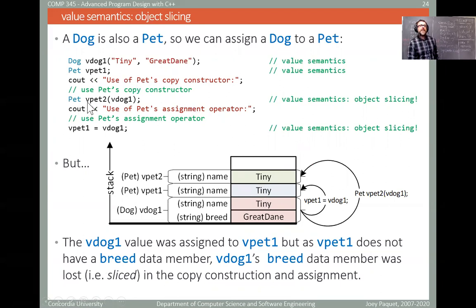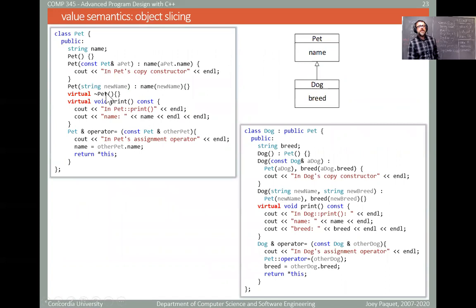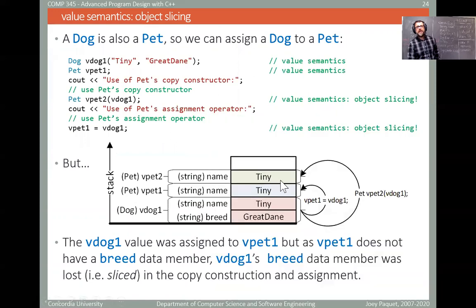Then I actually create a vpet2, which is a pet. And then I pass this vdog here, which is Tiny Great Dane, which is this object here. But what I'm creating here is a pet, so it has only a name. So eventually we see that the copy constructor of vpet2 is the pet copy constructor. And what it does is only initializes name, because of course a pet, the only thing it has is a name. It does not have a breed. So that's why when it calls this copy constructor here, it copies only the name here. Okay.